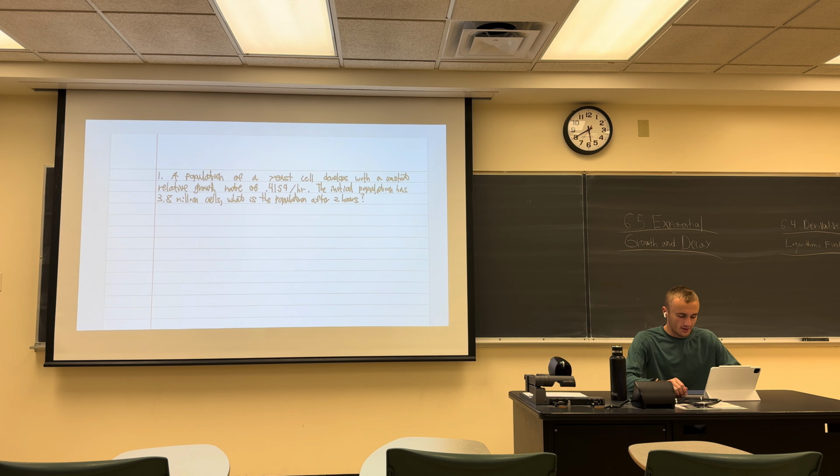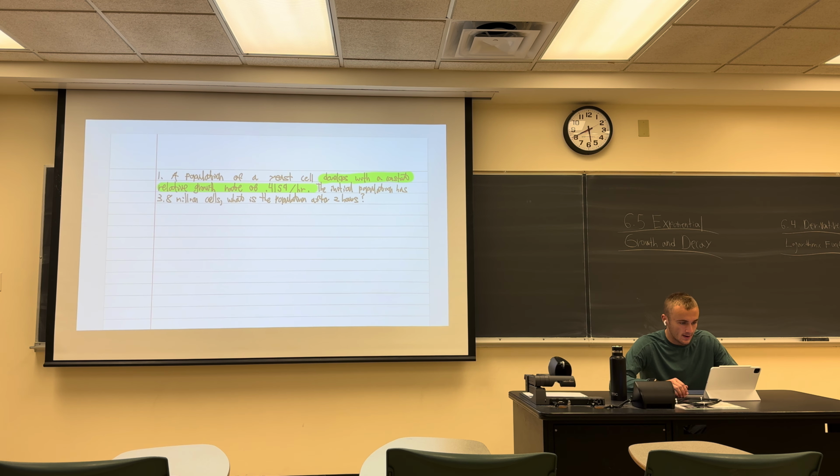So the first problem we're going to look at is: the population of a yeast cell develops with a constant relative growth rate of 0.4159 per hour. The initial population has 3.8 million cells. What is the population after 2 hours? So this is the key part of this problem right here, the constant relative growth rate of 0.4159. So it must be constant in order to apply the definition we talked about earlier.